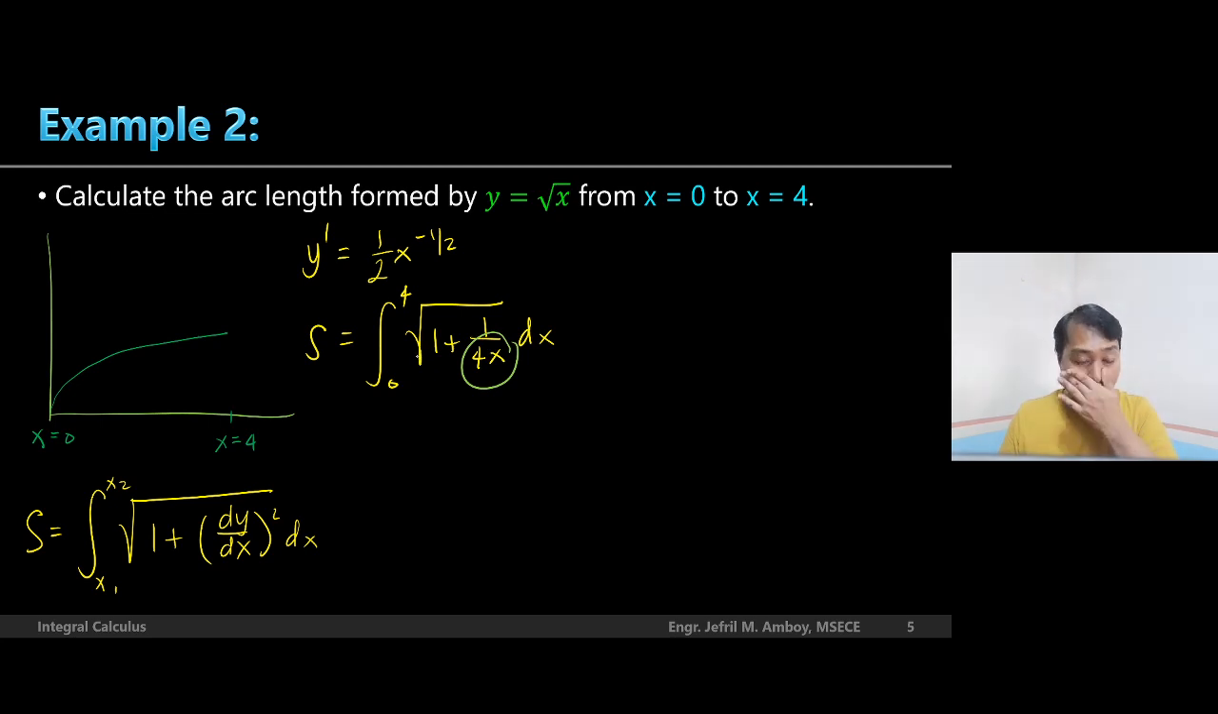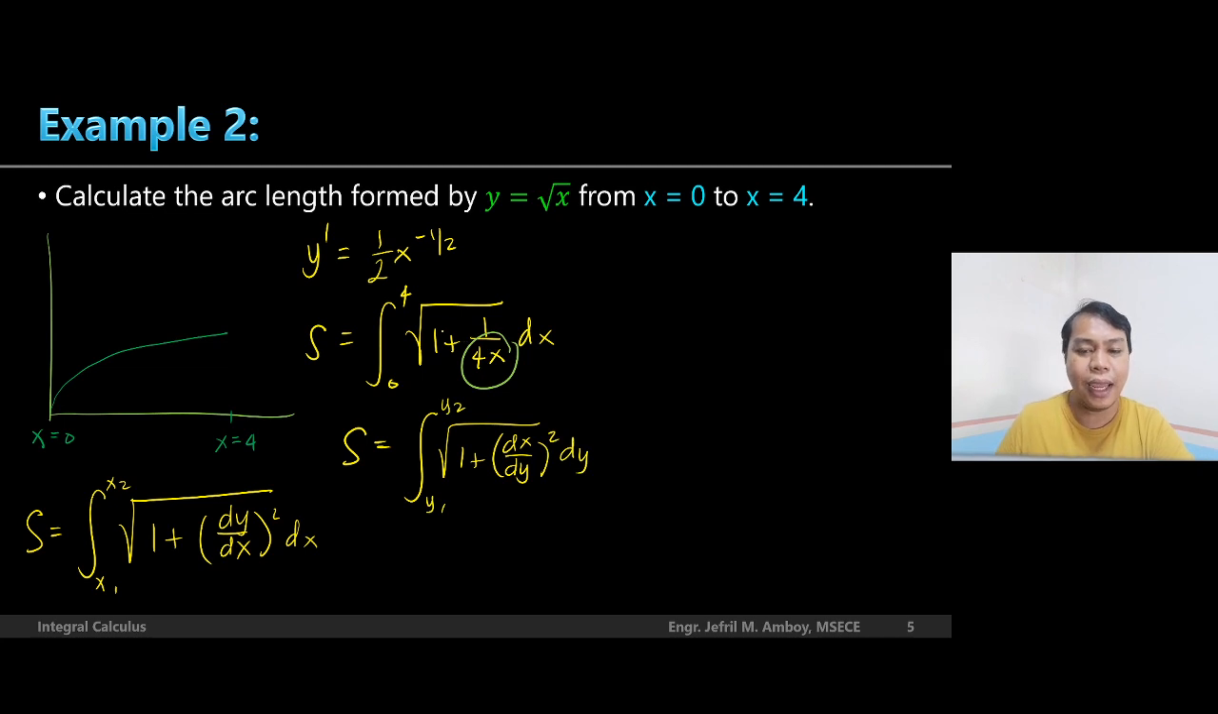Now, the alternative way of solving is to express this in terms of dy. So, ano nga yung formula natin? Papalitan mo lang yung dy over dx ng dx over dy. Now, so s equals the integral of the square root of 1 plus dx over dy squared dy from y1 to y2. Okay? So now, kailangan nating malaman yung bagong limits.